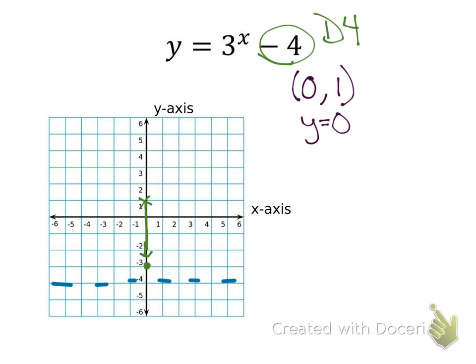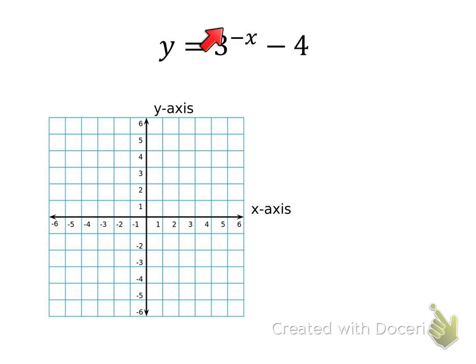And then look at your base. The base is going to determine if you're increasing or if you're decreasing. So since the base is 3, we're still increasing. When would you decrease? So now we've got 3 to the negative x. We're flipping, but do we flip the x-axis or the y-axis?